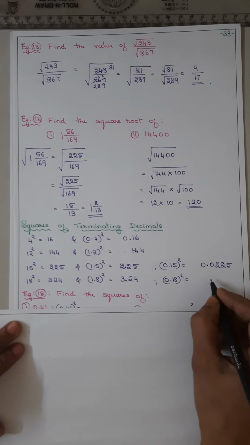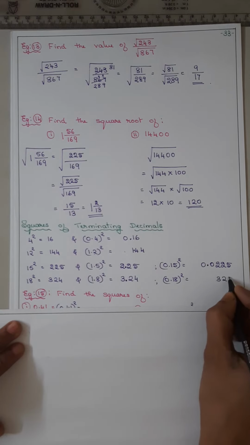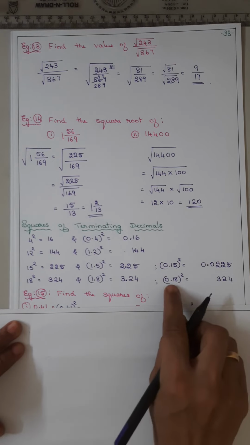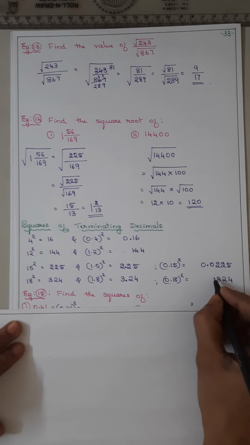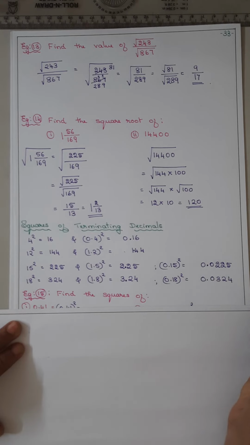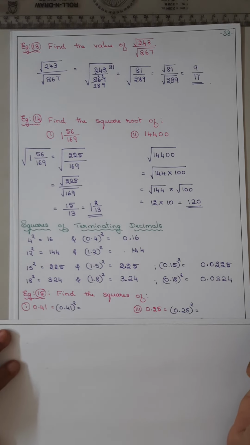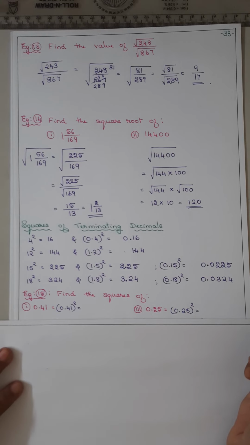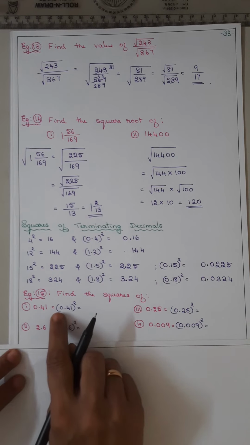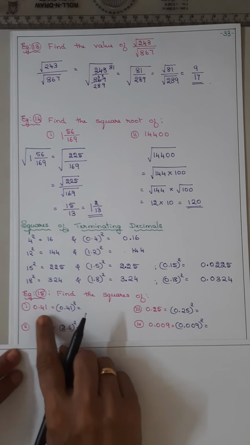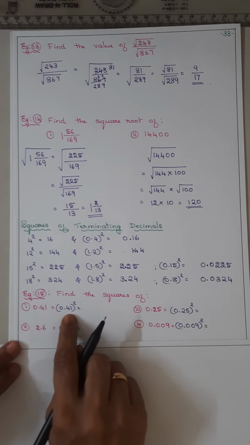Now here, 324 as it is, you have to write 2 decimal. So here it should be 4 decimal. 1, 2, 3, 4. So the answer is 0.0324. Hope you understood. Now coming to the square of 0.41.